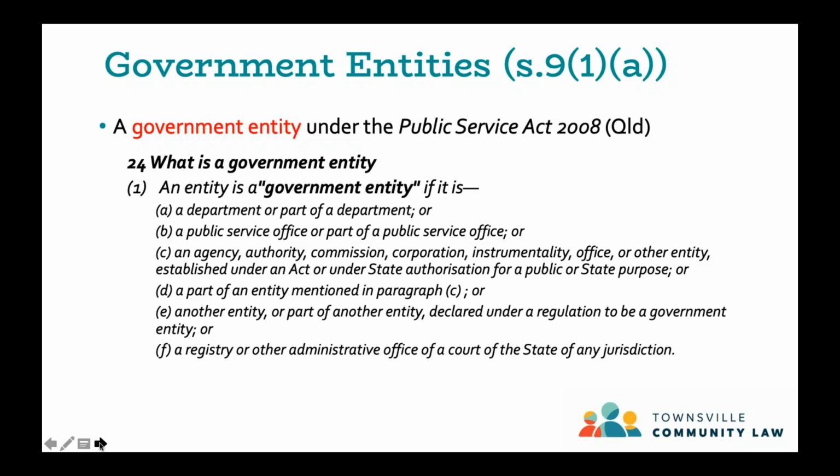Section 9 also tells us to look at the Public Service Act, and in fact, that gives you a definition of a government entity. It's quite a detailed definition, but looking at that, I think you'd be hard pressed to find a government agency that was not covered by the Human Rights Act. It includes departments or parts of departments, public service officers, agencies, authorities, commissions. It's a very wide-ranging definition. It also includes registries of courts and I presume tribunals as well.